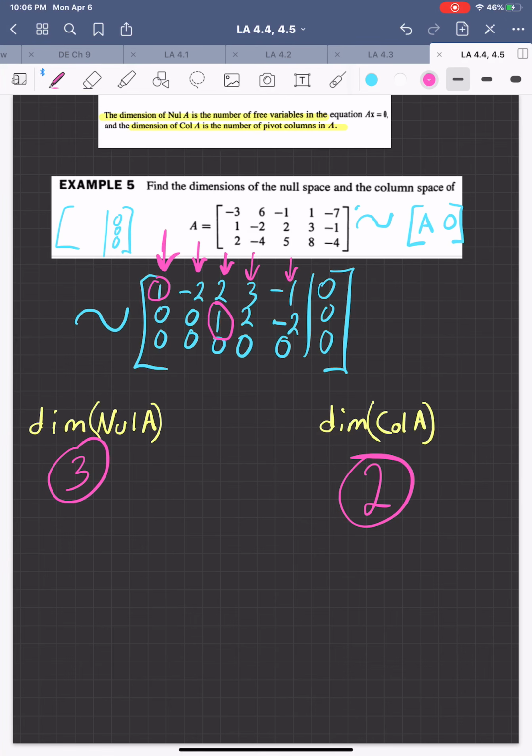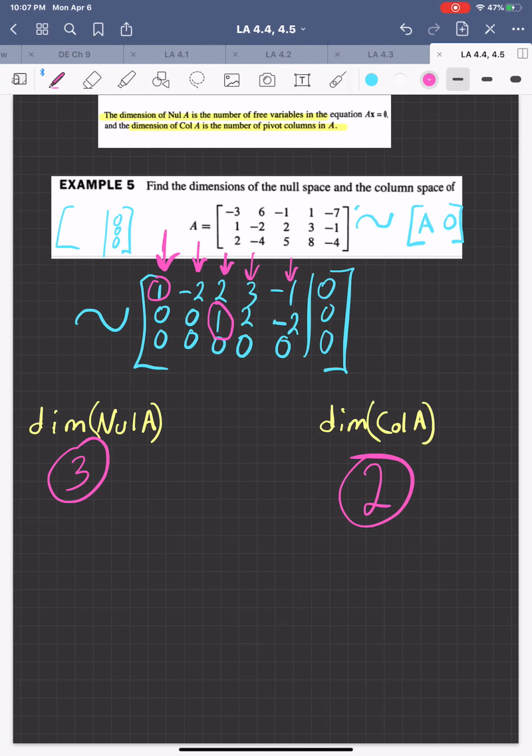Okay, so the pivot columns, there's only 2 pivot columns in this matrix, so the dimension of the column space is 2. There's 3 non-pivot columns, there's 3 free variables, so therefore the dimension of the null space is 3. Does that make sense? Does that make sense? I didn't hear you. You gotta talk to me through the internet.